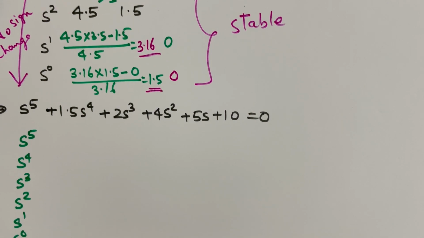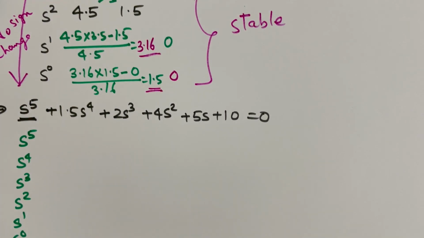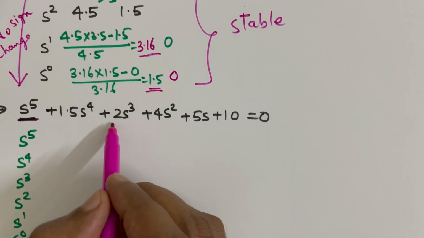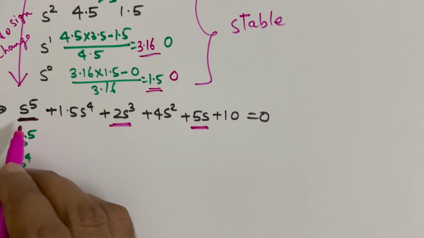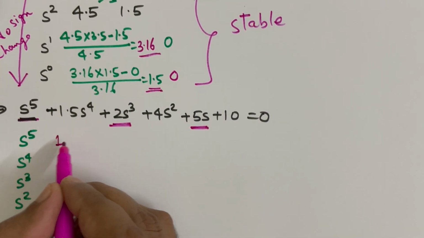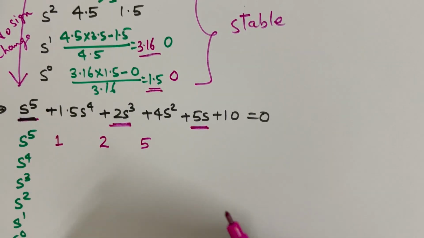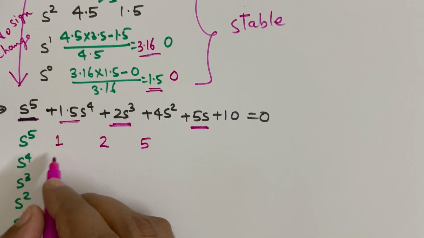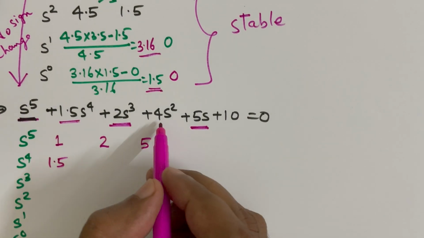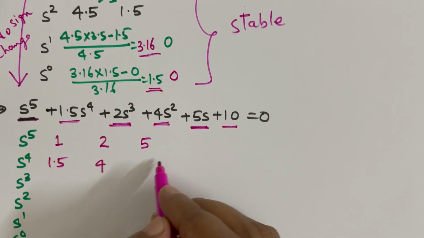And let's see the values of S^5. Then we'll be writing, after S^5 we'll be taking S^3 coefficient, then S coefficient. So alternately we have to write. So here we can write 1, then 2, then 5. There is nothing after that. And then here this is 1.5. So first 1.5, then for S^2 it is 4, and for the constant it's just 10.